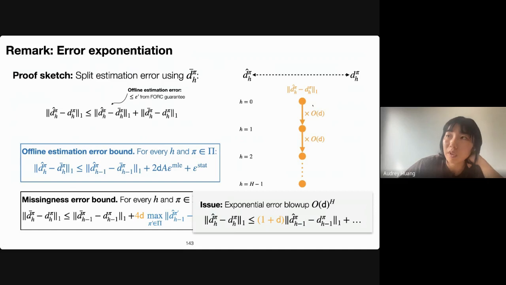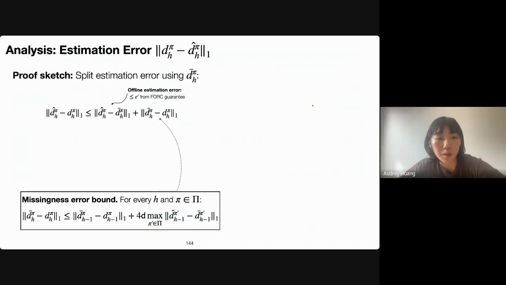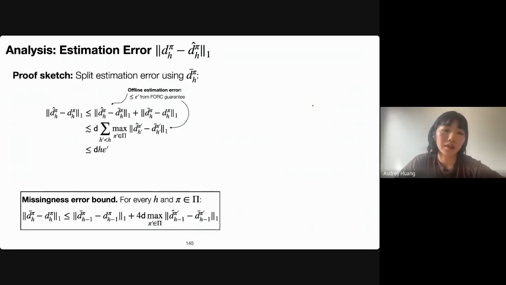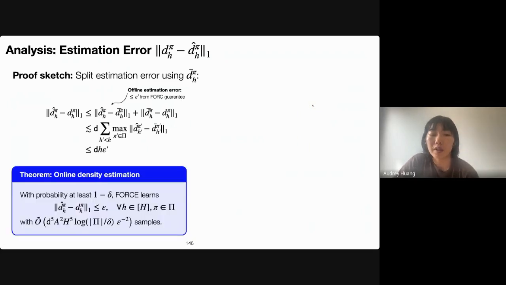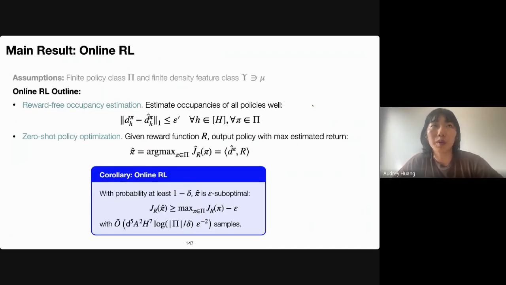Okay, so to finalize the proof, we just plug this missingness error bound in, and we get this dh epsilon upper bound. And this results in the online density estimation guarantee that we get, where d hat h pi is close to dh pi in the L1 norm, with the sample complexity shown here. And then to relate this back to our original problem, we now have the reward-free occupancy estimation guarantee. So we can just plug this into some zero-shot policy optimization. And this gives us the final guarantee we have for online reinforcement learning.